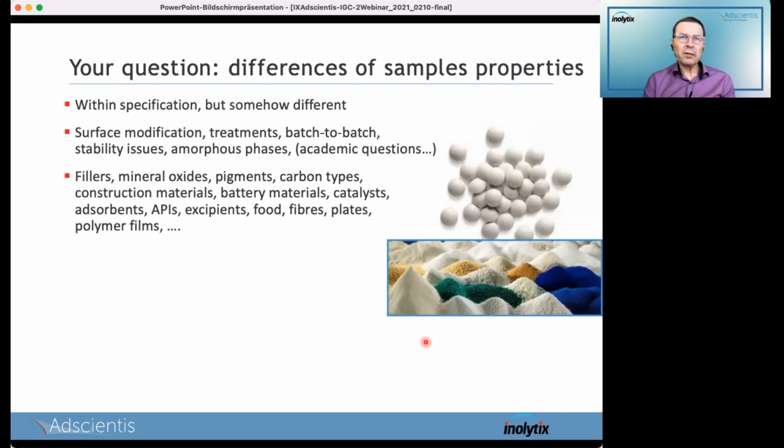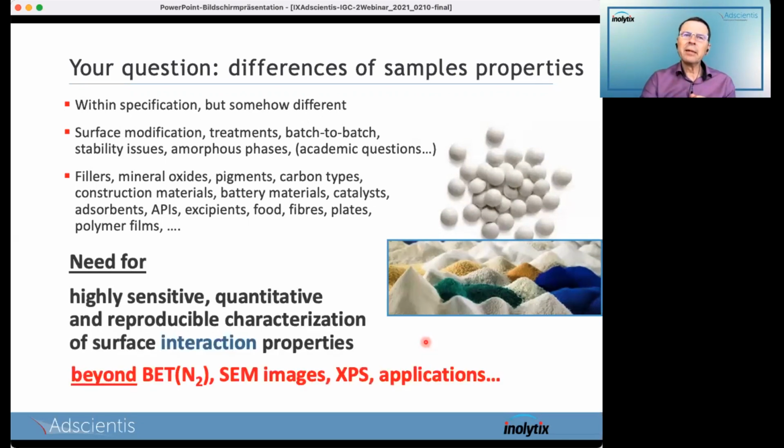You see also the type of products we are analyzing, from fillers, mineral oxides, pigments, battery materials, catalysts, APIs, excipients, polymer films. So this is really wide. But there's one common theme here. There's a need for highly sensitive and quantitative and reproducible characterization methods of surface interaction properties.